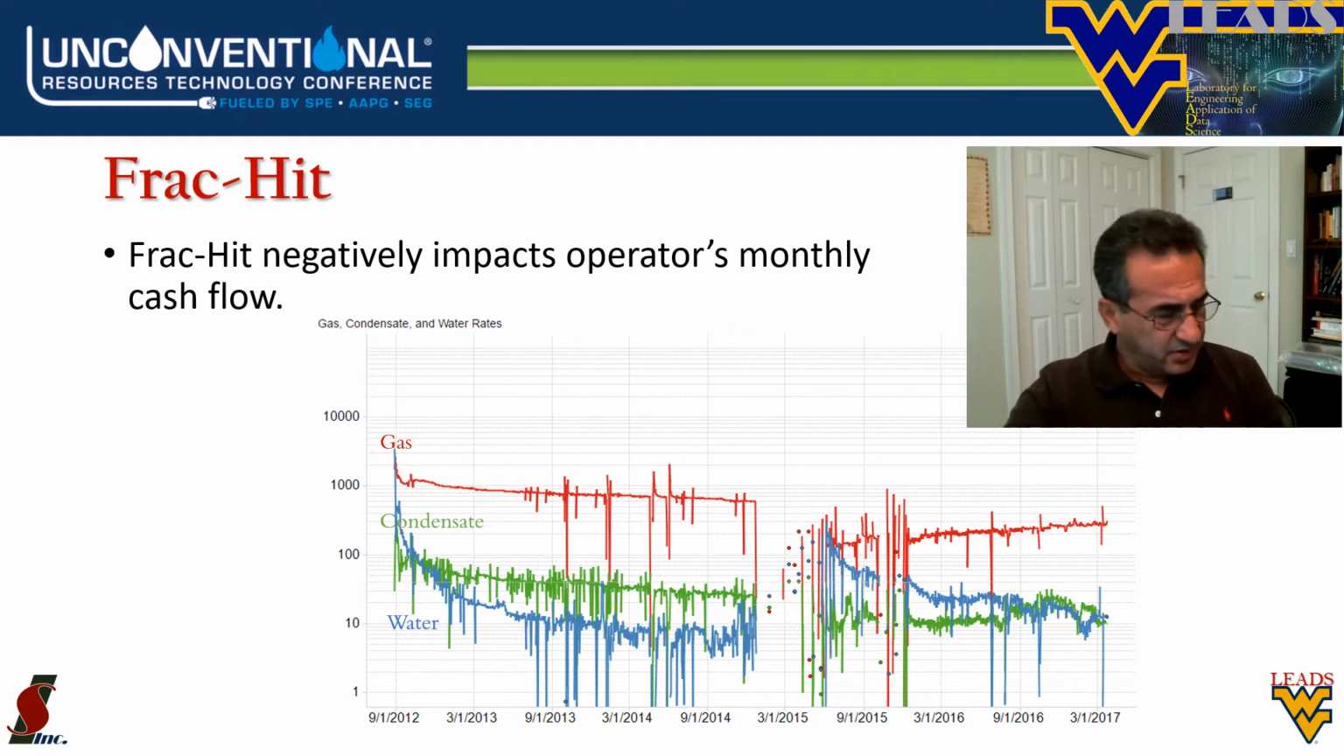This is an example of a frac hit in a well in southwestern Pennsylvania, which produced gas, water and condensate. And until when the frac hit happened, you can see what happened to the water, what happened to the condensate, and what happened to the gas.